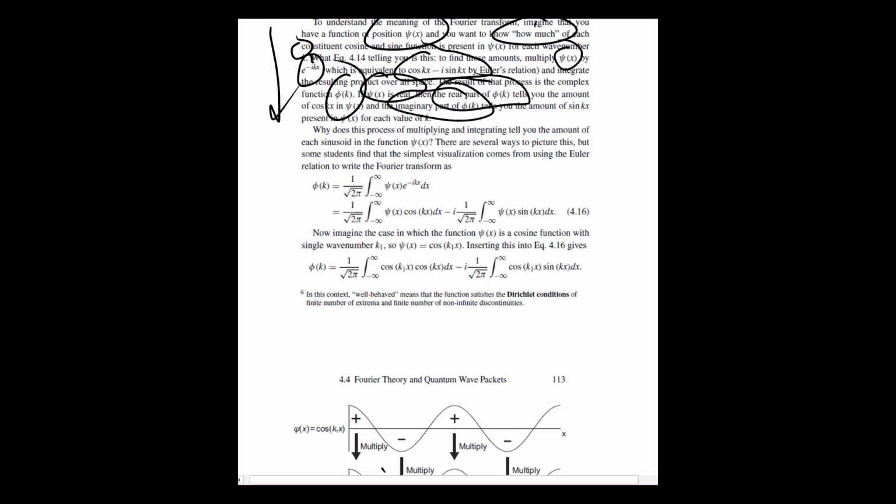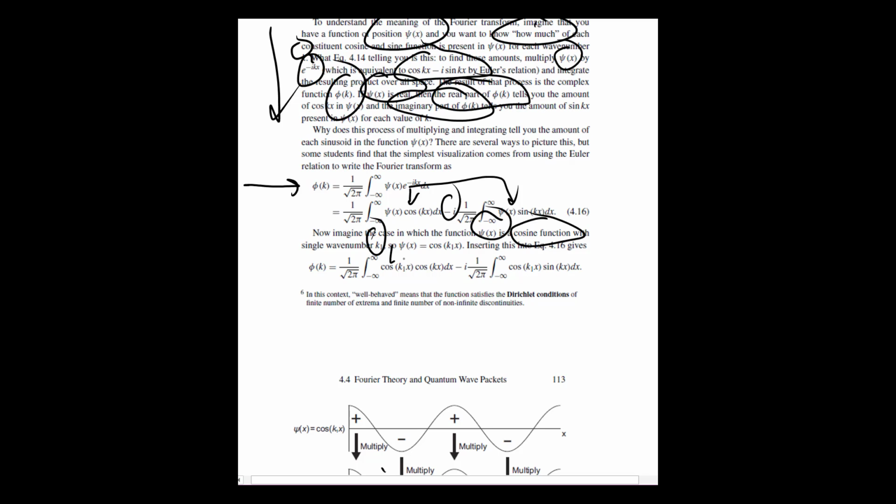If you want to understand why this process of multiplying and integrating tells you how much of each sinusoid is present, I think it helps to start out by writing the Fourier transform like this, and then using the Euler relation to turn this e to the minus i kx into cosine kx minus i sine kx. I find it helpful to think about this for a function psi of x that's a simple sinusoid itself. Say it's a cosine function. Maybe it's got a single wave number, which I've called k1.